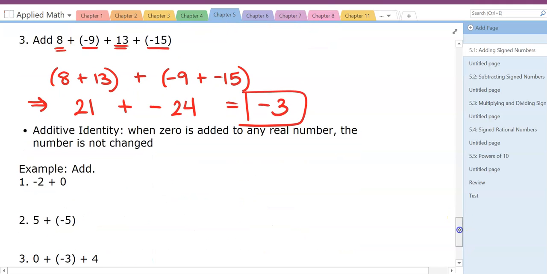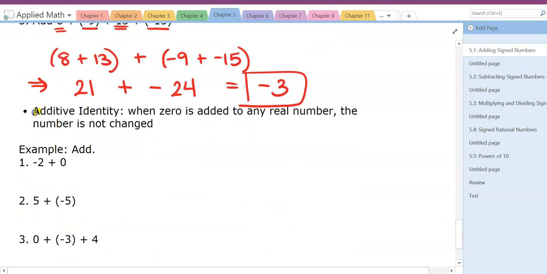Another property that we have is called the additive identity. So additive inverse was when you add opposites and you get a 0. Additive identity is when you add 0 to anything. It doesn't change the number. So 2 plus 0 is 2. Something like that. So negative 2 plus 0 is going to be negative 2.